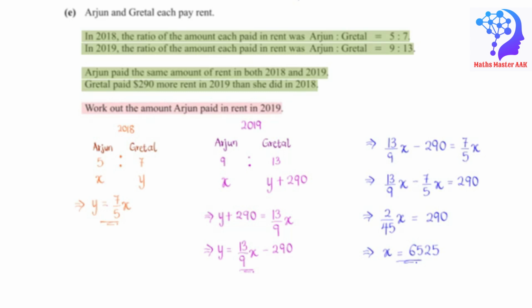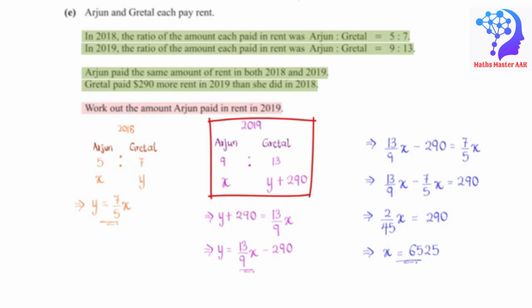So first, let's set up our ratios. In 2018, we have the ratio as 5:7. Let's represent the actual amount Arjun paid in rent in 2018 with X, and let's represent the actual amount Gretel paid in rent in 2018 as Y. In 2019, we have the ratio as 9:13.